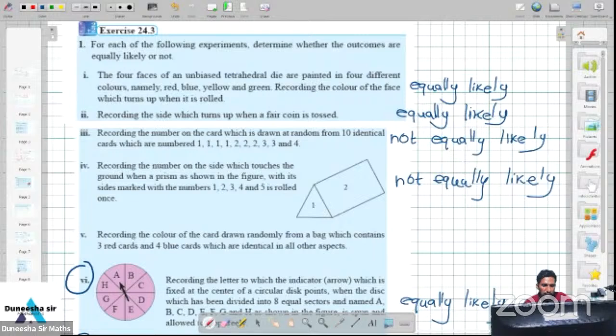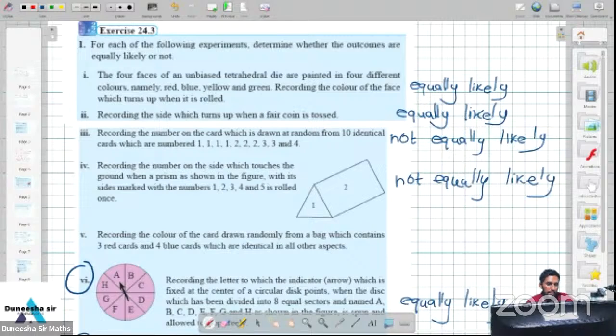Fifth one, recording the color of the card drawn randomly from a bag which contains 3 red cards and 4 blue cards, which are identical in all other aspects. Okay. Is it equally likely? The possibility of getting blue and red, is it same or not?